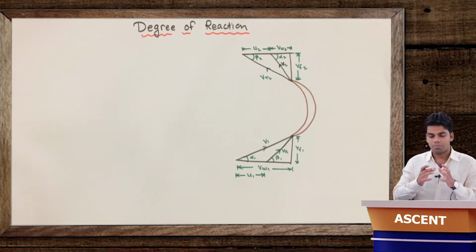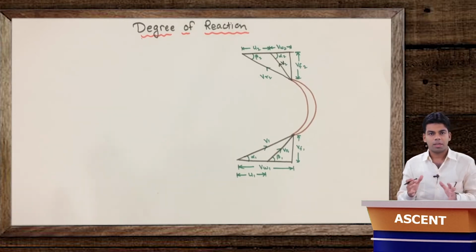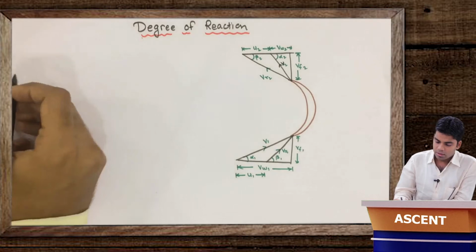Okay, that means the total energy change that is happening is the kinetic energy change as well as the pressure energy change. Now out of that total energy change, how much is the pressure energy change part? That is nothing but degree of reaction. Getting this, not? Okay, so how can we define what is degree of reaction?